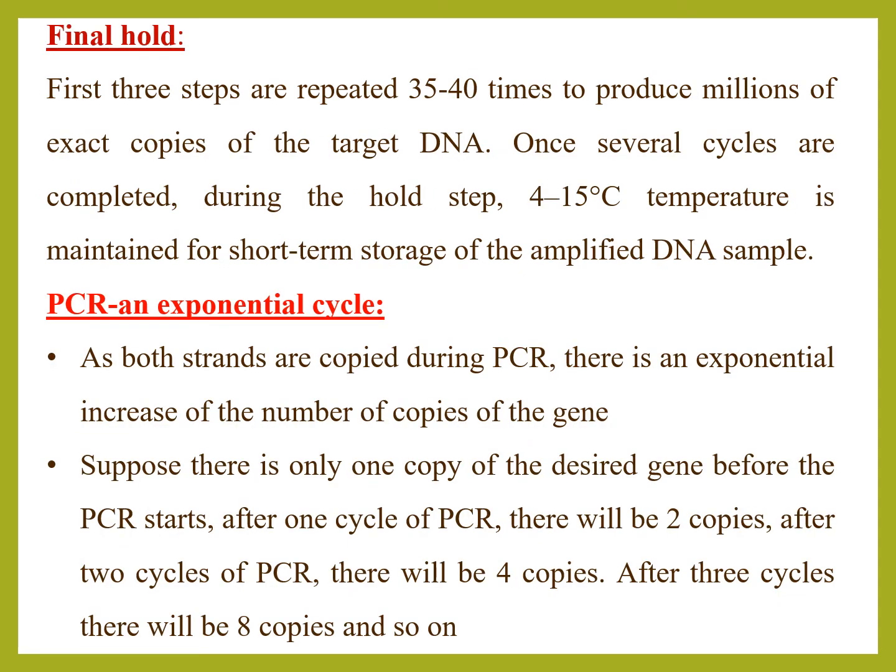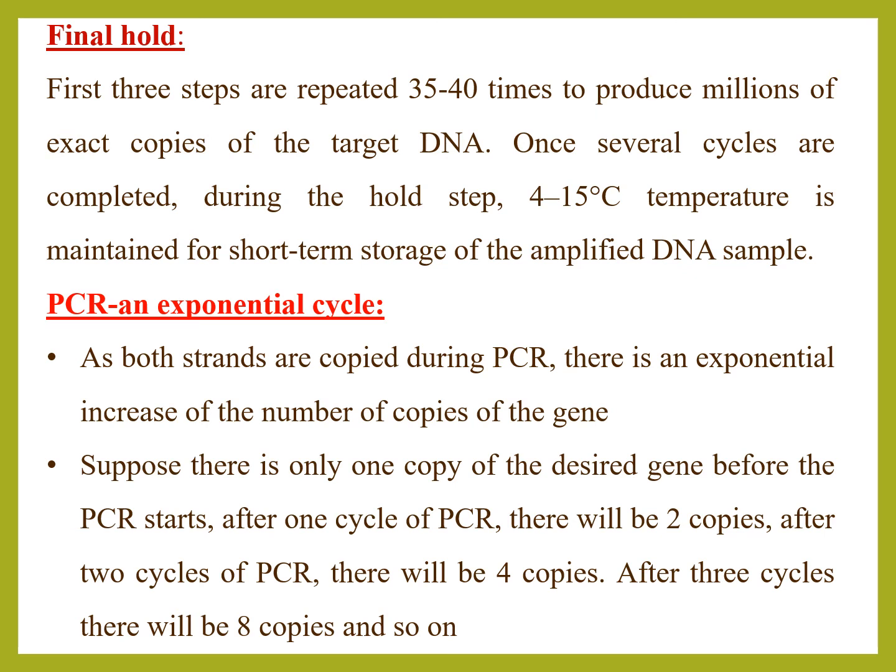Then the final hold. After these three steps, we will do short storage of this PCR product, that is we will conduct it at 4 to 15 degrees centigrade temperature. These three steps we will perform for 35 to 40 cycles. Generally we will follow 35 cycles. After completion of these cycles, we will keep this PCR product at 4 degrees generally, that is a short term storage of this PCR product, that is amplified DNA sample.